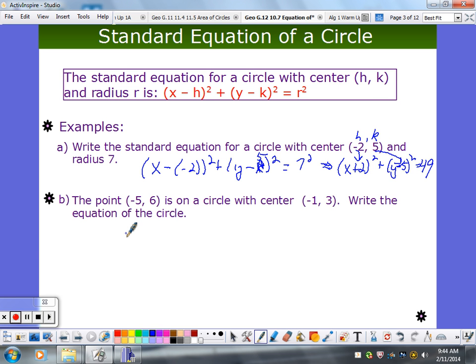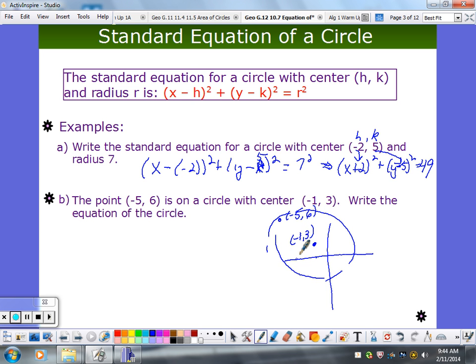Let's try another one. The point negative 5, 6 is on a circle with center negative 1, 3. Write the equation of the circle. Let's just draw a picture to see what's happening here. So let's see, the center is at negative 1, 3. And I've got a point on the circle at negative 5, 6. So the circle is going around this way. I'm horrible at drawing circles. My geometry teacher can draw perfect circles.